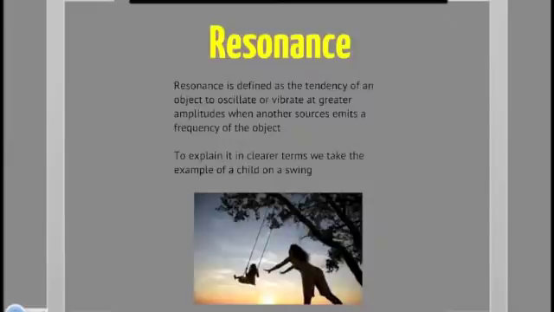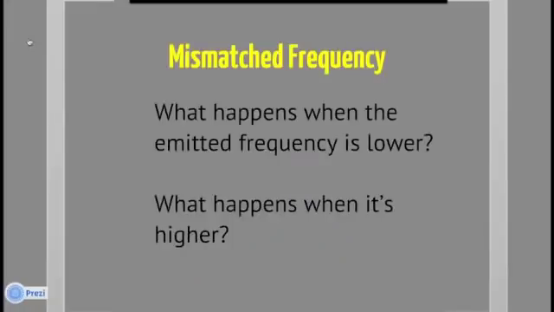This statement then leads us to the question of what happens if both emitted and natural frequencies don't match. So the maximum amplitude is only obtained during resonance. If the emitted frequency is smaller or larger than the natural frequency of an object, it will not be able to produce the same effects as those seen with resonance.